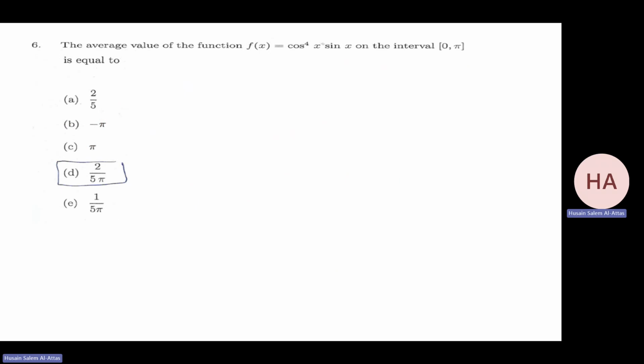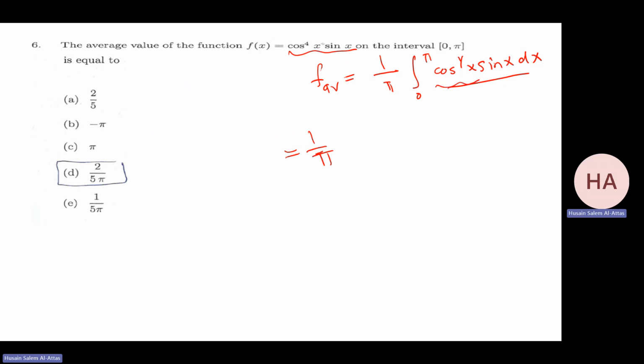The average value, who cares? We'll find f average, which will be 1 over pi times the integral from 0 to pi of this. But to do this integral, I need this idea of trig integrals. So I have 1 over pi. I will change this into sine, no need.